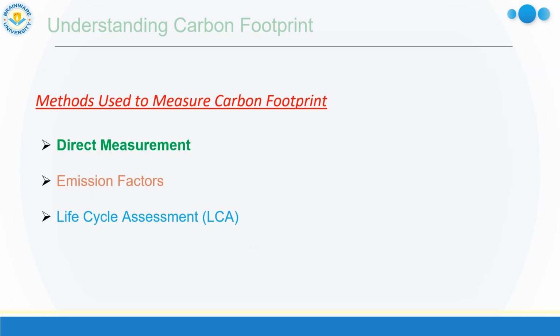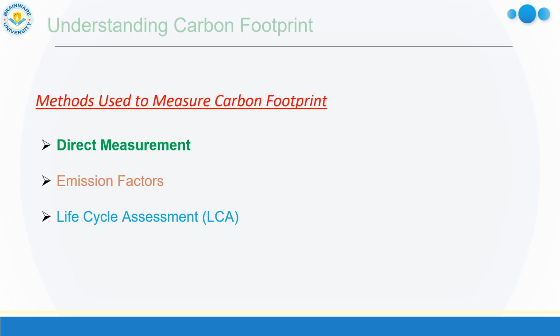Now we will discuss the different methods we use at present to measure the carbon footprint of one organization, one particular locality, or one system. Number one is direct measurement. The process of measuring emissions directly from their sources, like fuel consumption, energy use, and waste production.